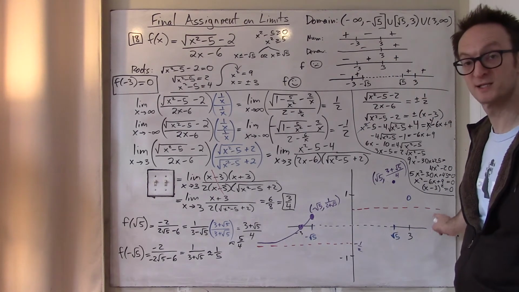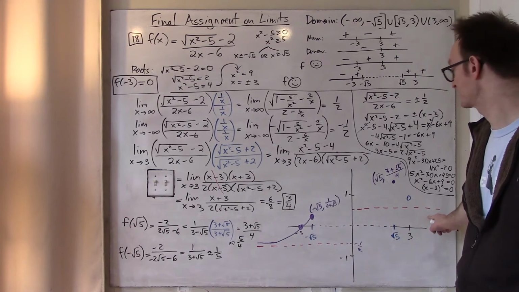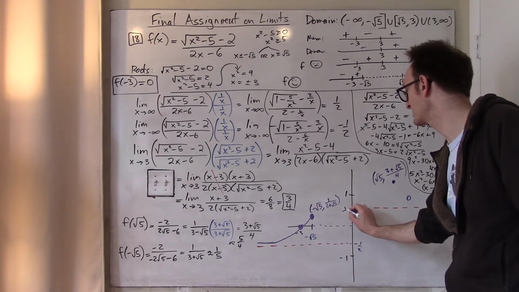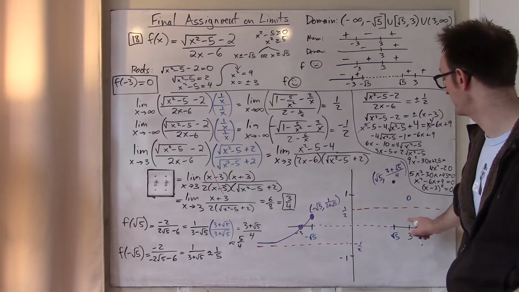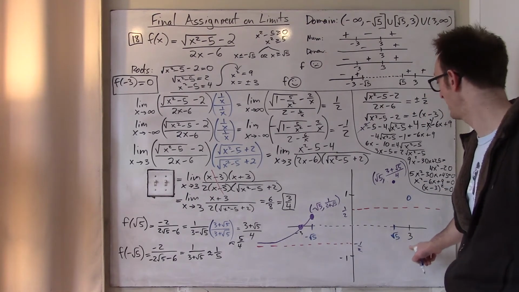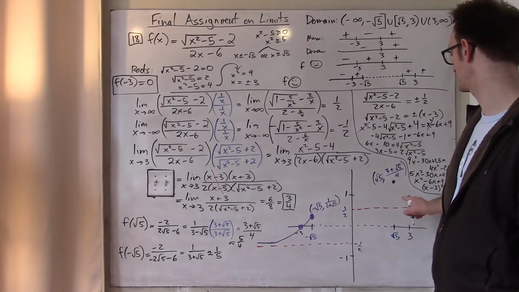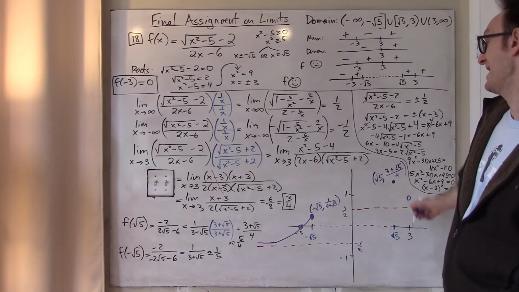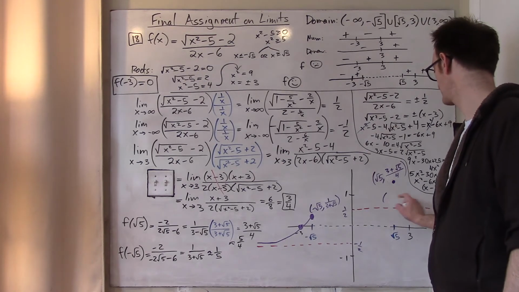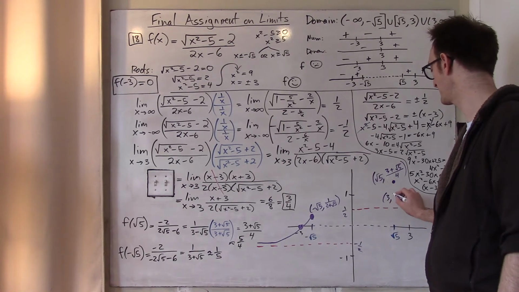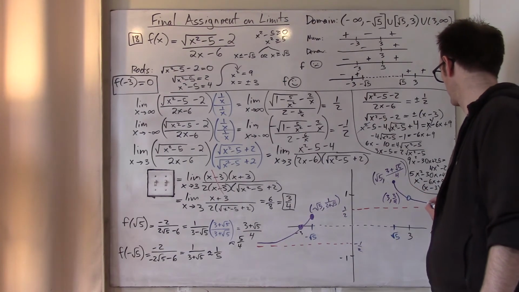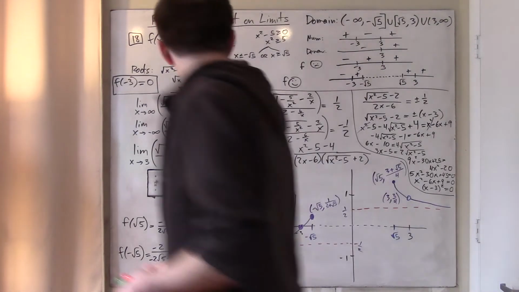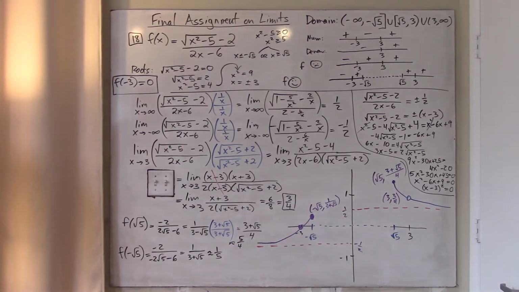It never crosses the horizontal asymptote y equals 1/2. Its end behavior is 1/2. And yet it's undefined at 3. But the local behavior at this point 3 is 3/4. So I get this kind of phantom point (3, 3/4), and that is a removable discontinuity, and that is the entire graph of this function, believe it or not.